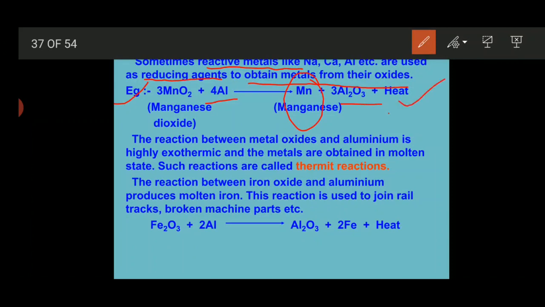Because of the liberation of heat, this reaction is an exothermic reaction, and that type of reaction is known as a thermite reaction. The reaction between metal oxide and aluminum is highly exothermic, and the metal is obtained in molten state. Such a reaction is called a thermite reaction. Now it is clear what a thermite reaction is. In order to get the molten and purest form of metal, when we treat aluminum with metal oxide, that type of reaction is known as a thermite reaction.